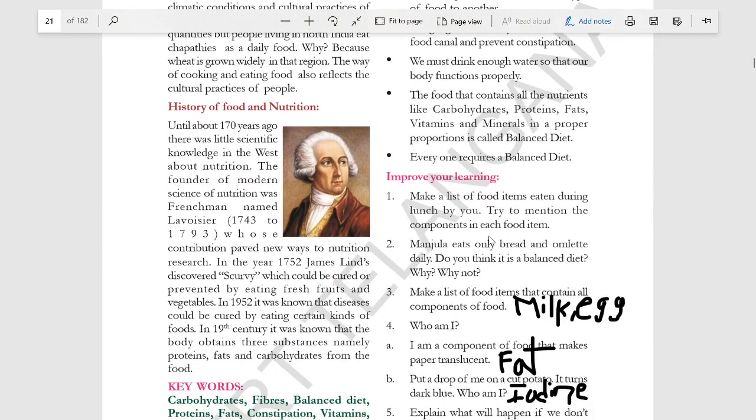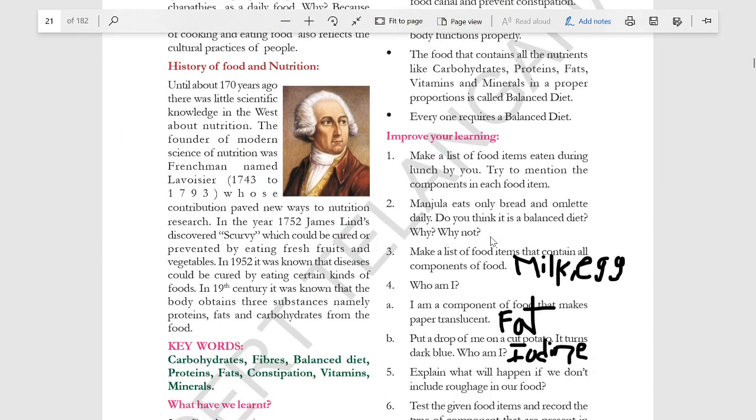History of food and nutrients. He is the founder of the modern science of nutrition. He was a Frenchman named Lavoisier, from 1743 to 1793, and in 1952 James Lind discovered scurvy. Scurvy is a disease which can be cured by eating fresh fruits and vegetables. There are certain foods which, if we take them in inadequate amounts, make us suffer from diseases. Scurvy is the disease caused by the deficiency of vitamin C.